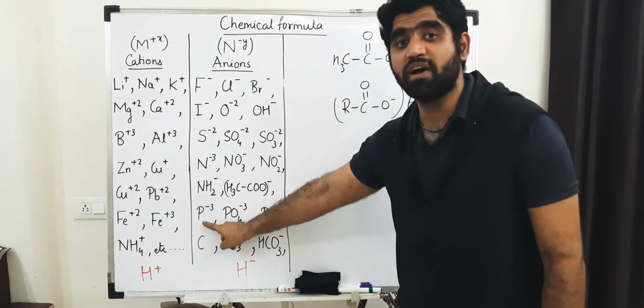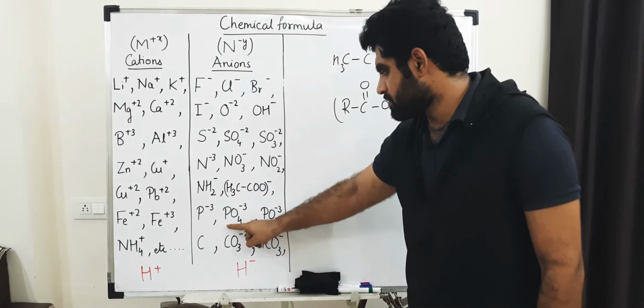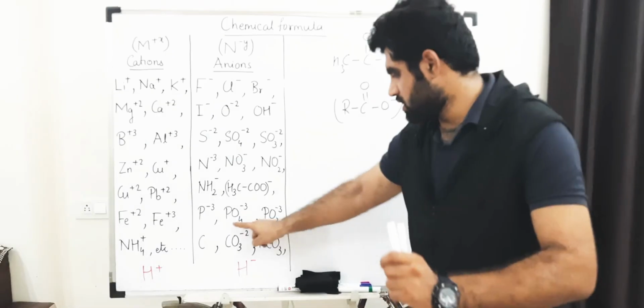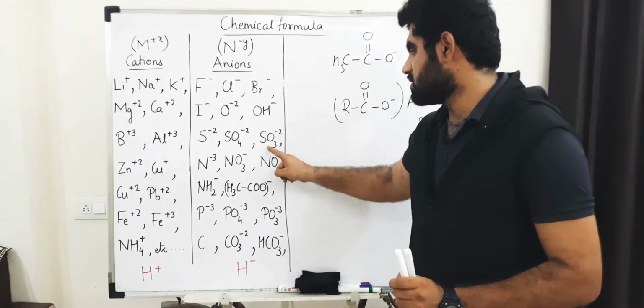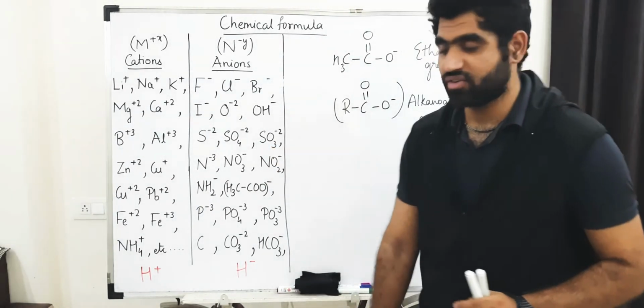Then this is phosphide ion. This is phosphate ion. This is phosphite ion, similar to nitride, sulfide and nitrite.